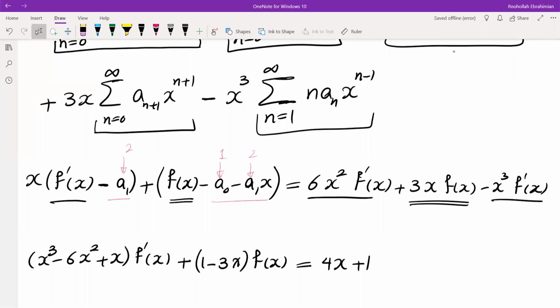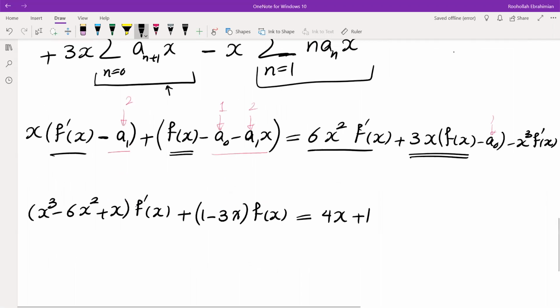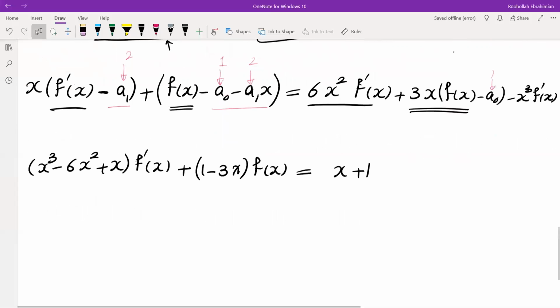Yes, I have this one. This term should be f of x minus a0, so I should have minus a0 here. That gives you another 1 here. And then the last one is minus x cubed f prime of x. So I in fact get x plus 1 only for here because those 4x and 3x cancel, negative 4x on the left and negative 3x on the right cancel, and you get this one. Okay, so we ended up with a differential equation now.